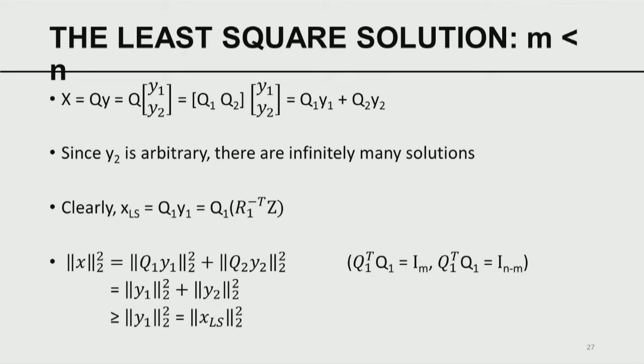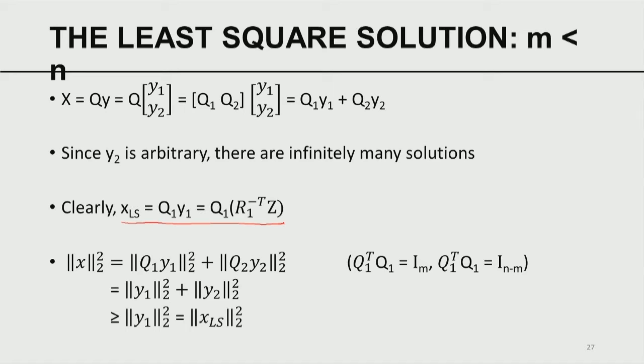So, there are infinitely many solutions, and that is consistent with the underdetermined system. In the case of underdetermined system, there are infinitely many solutions for the equations, because there are more unknowns than the knowns. From the previous analysis, we get the linear solution of the linear system arising from the least square problem is given by this.